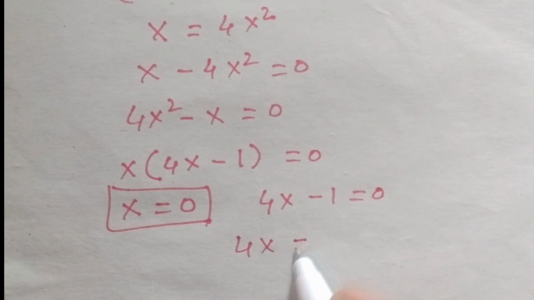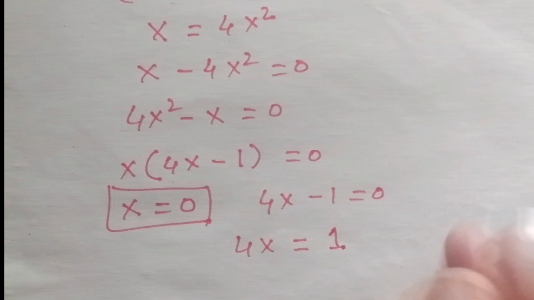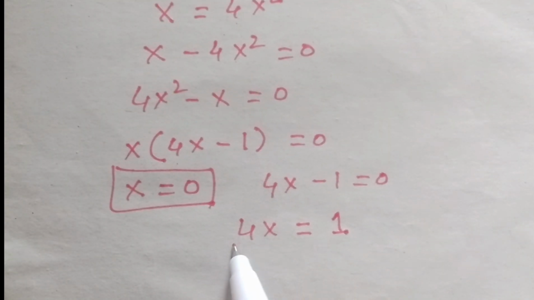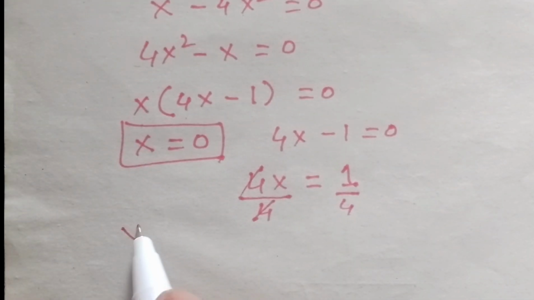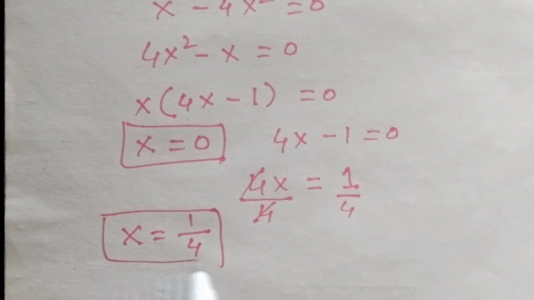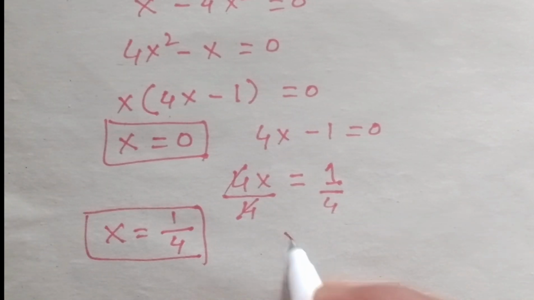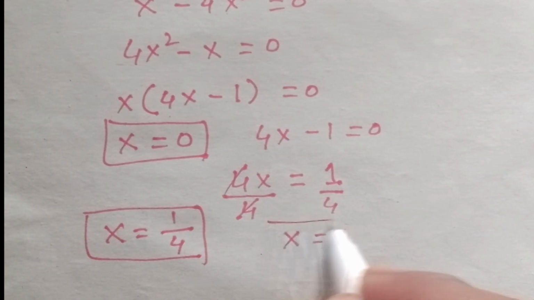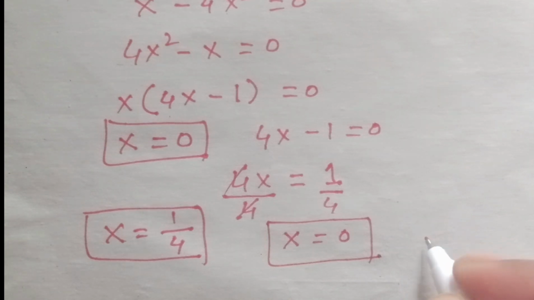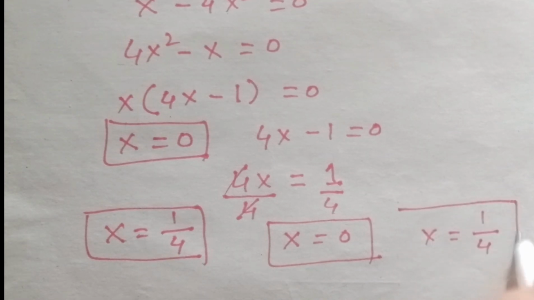From here 4x is equal to 1, right? So divide both sides by 4. These cancel, so it will be x is equal to 1 over 4. Therefore we have two values of x: x is equal to 0 and x is equal to 1 over 4. This is the first method.